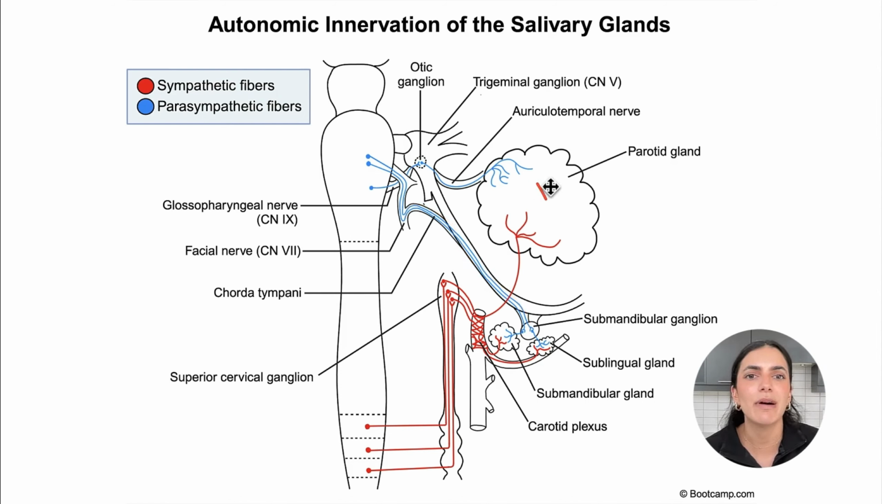The parotid gland, however, is a little bit opposite in the sense that it receives its presynaptic parasympathetic fibers from the glossopharyngeal nerve, which eventually synapse in the otic ganglion within the infratemporal fossa, and then those postsynaptic parasympathetic fibers can travel with the auriculotemporal nerve to eventually go and innervate the parotid gland. So the auriculotemporal nerve is one of the nerves that comes off of our cranial nerve V3 or our mandibular branch of our trigeminal nerve within the infratemporal fossa.